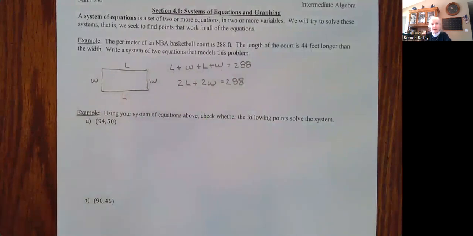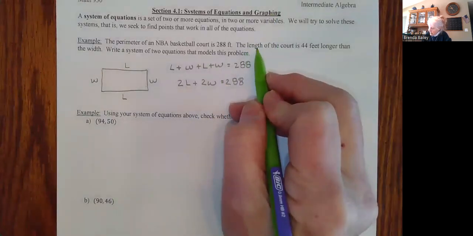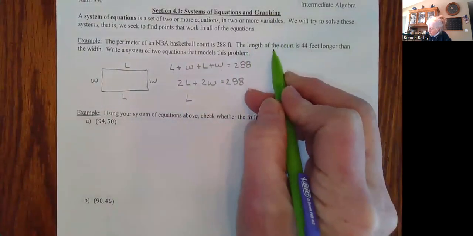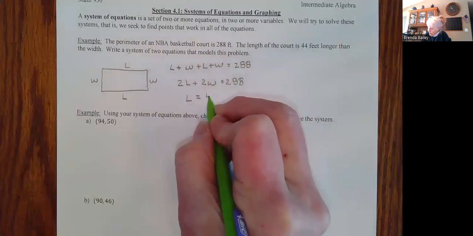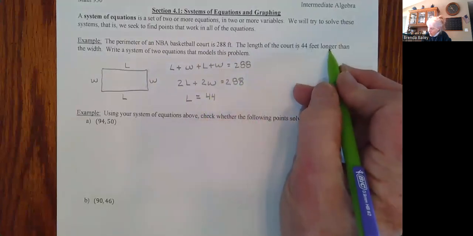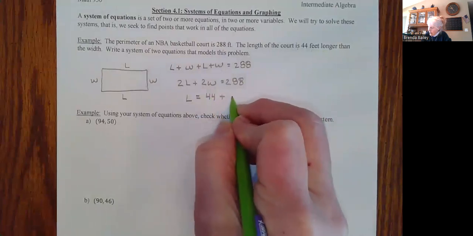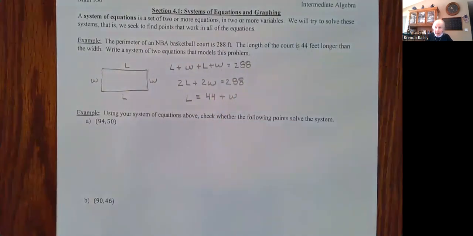Okay, now we're going to leave that and look at the next sentence. The length of the court is 44 feet longer than the width, period. So let's talk about this, the length. We're going to read this from left to right, and translate it from an English sentence to a math sentence. So we've got the length of the court is equal to 44 feet longer than the width. So you would add, longer would be add. So that's my second equation.